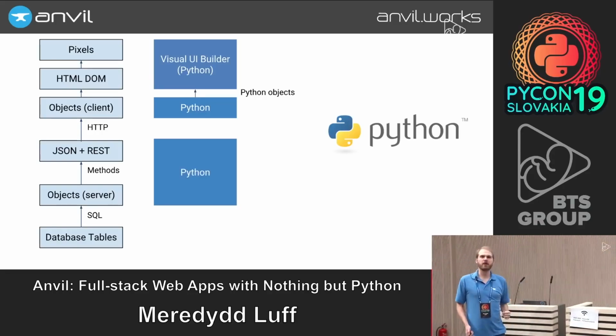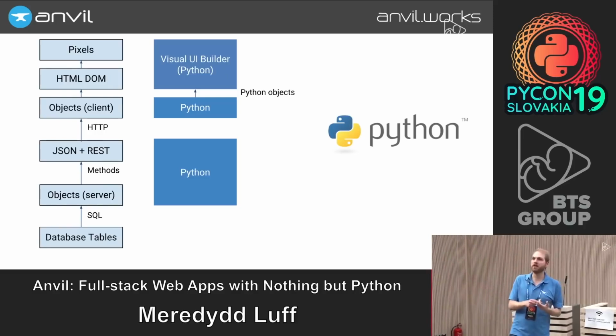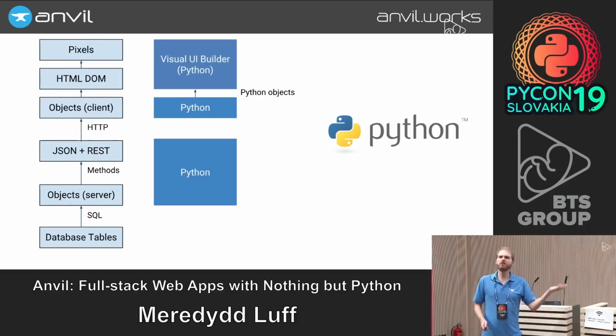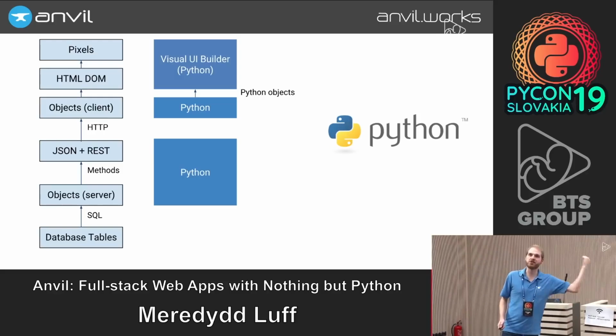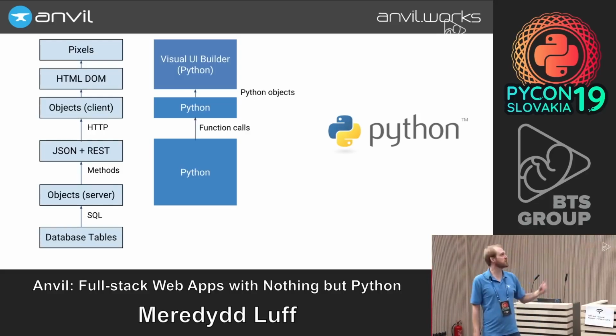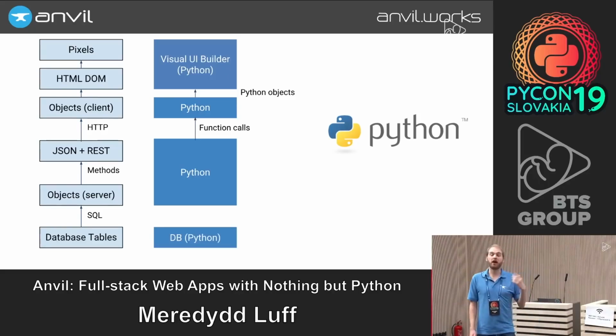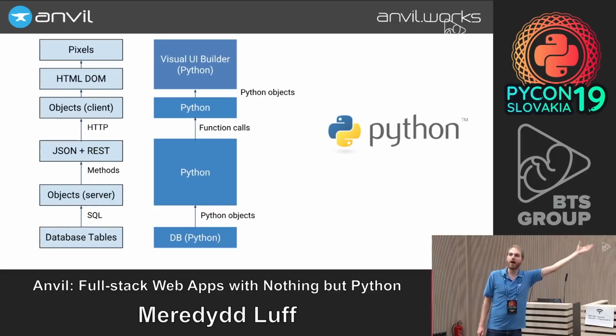Python on the server, of course, but if you have Python on the server and Python on the client, there's no reason to mash everything into JSON just to get it from one to the other. No, it's just a function call. We even have a Python native database so that you can access the database rows and tables as Python objects. So you can take a row from the database all the way from the database to the visual UI without having to change its representation, and that is very powerful.